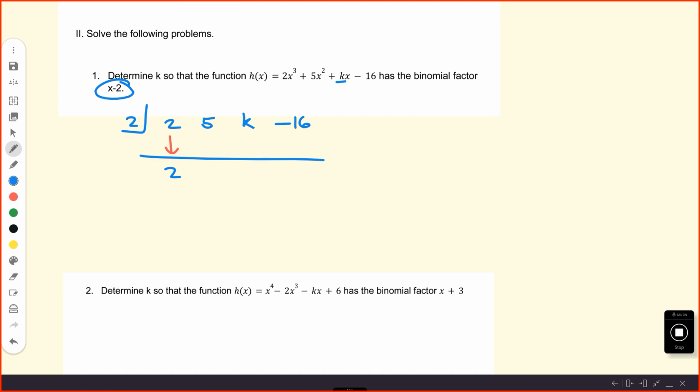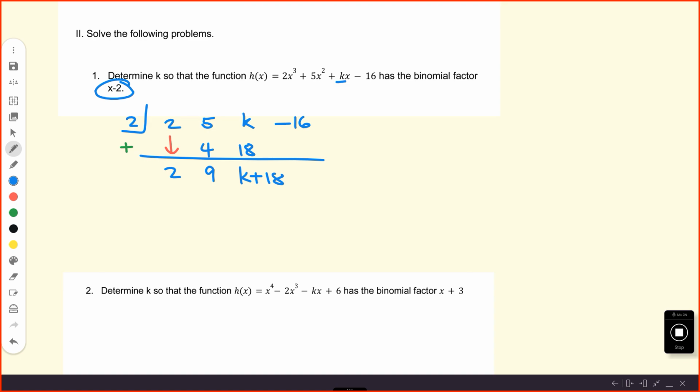And then we know that we're going to bring down the leading coefficient, which is 2, and multiply 2 times 2 is 4. And then 5 plus 4 is 9. And then 2 times 9 is 18. Okay? Now, what is that? We cannot combine, because k is unknown, we have to solve for that value. K plus 18, yes. So k plus 18. K plus 18, we're not solving yet. Okay, we're going to continue this part.